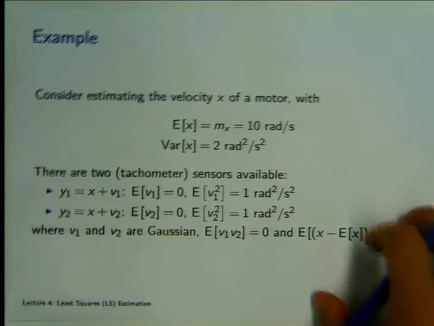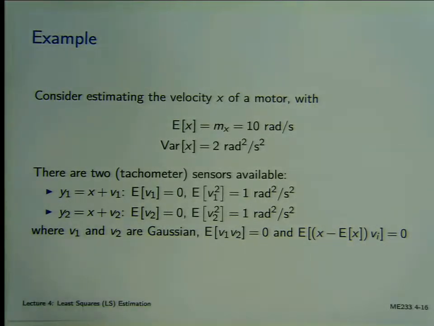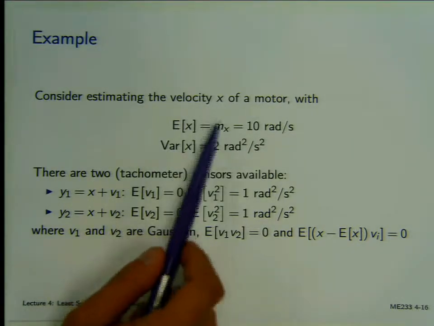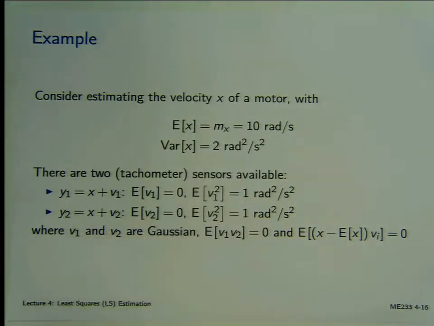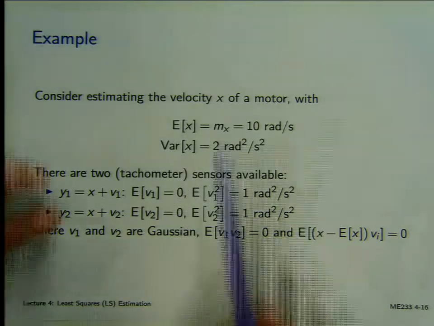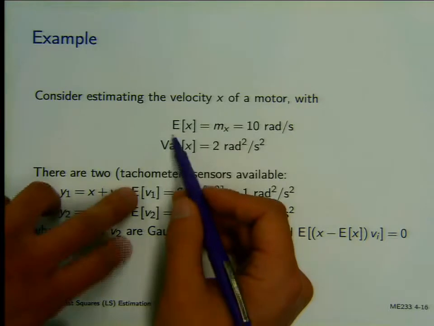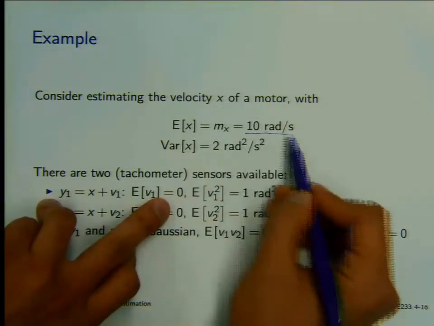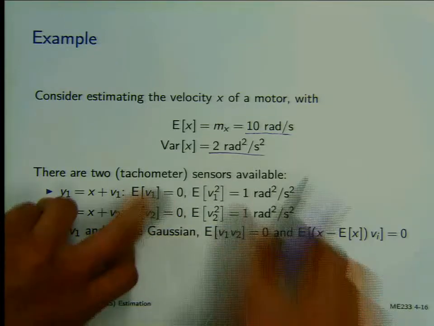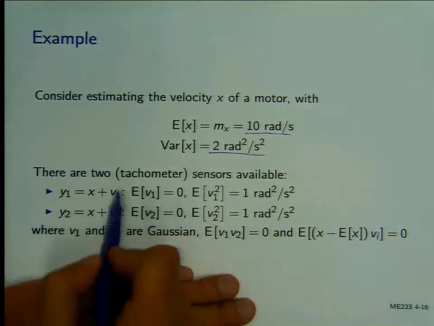I will use maybe around 10 minutes to do one example. Here we'll be using all the results we have learned today. It's a sensing problem. Suppose we have a motor that's rotating. The velocity of the motor is x, and because of imperfections of the gears and rotations, there will be some randomness. So suppose x has the following stochastic properties: mean 10 radian per second and a variance of 2 radian squared per second squared. We have two sensors.